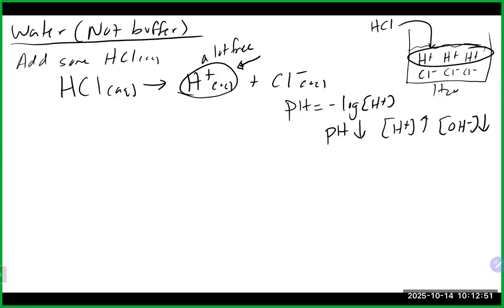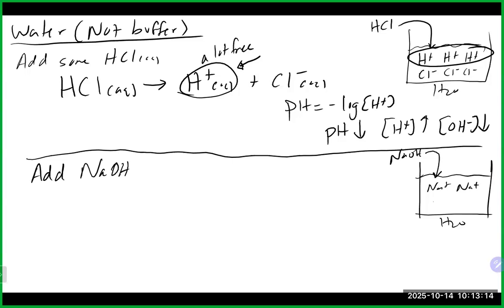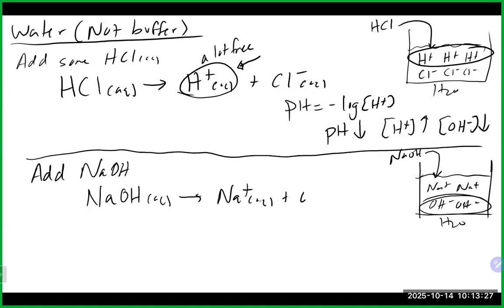Now, let's say that we added sodium hydroxide here to our water. Same idea here, if we had a beaker of water and we added some sodium hydroxide, it is a strong base, which means it is going to break apart into sodium ions and a bunch of hydroxide ions. So it will also completely break apart in water and create our sodium ions and our hydroxide ions.